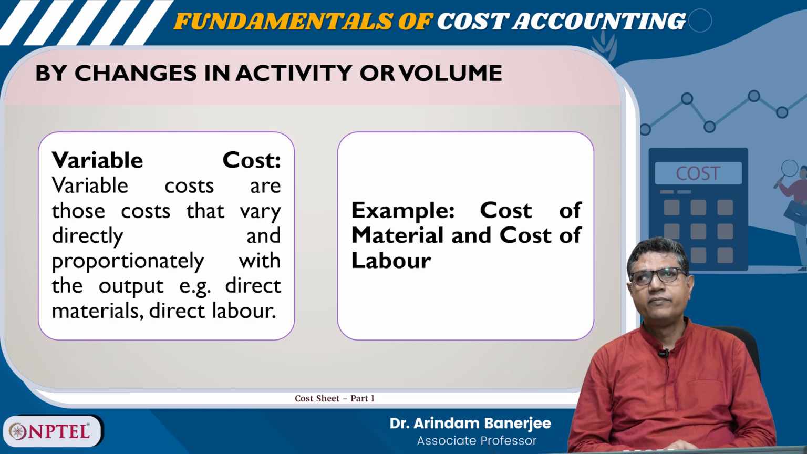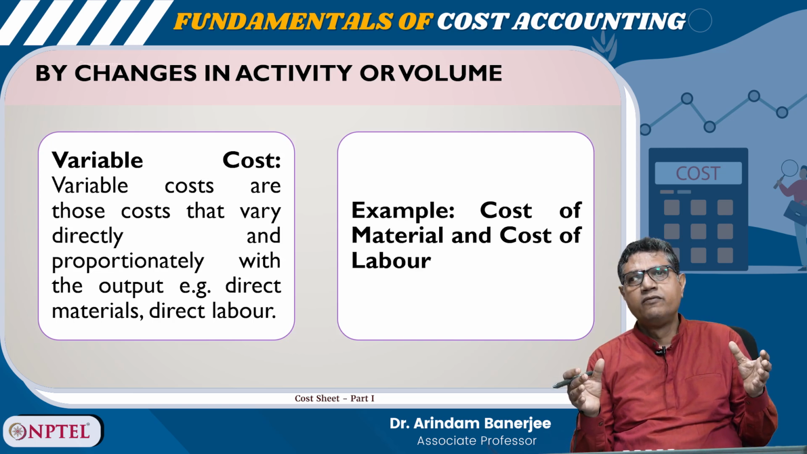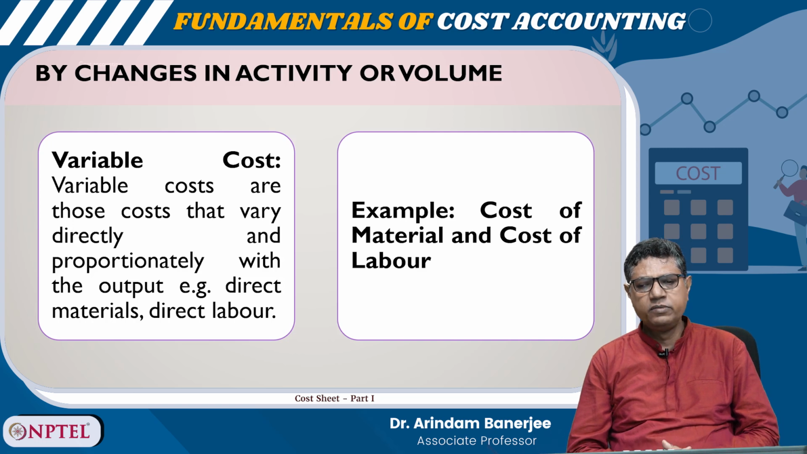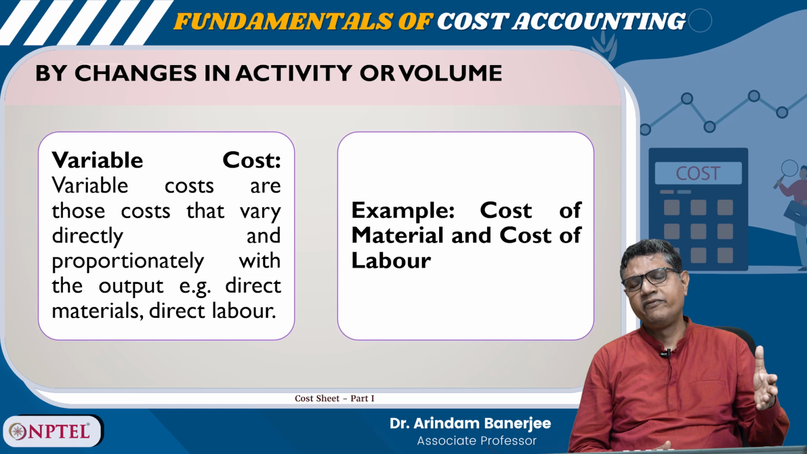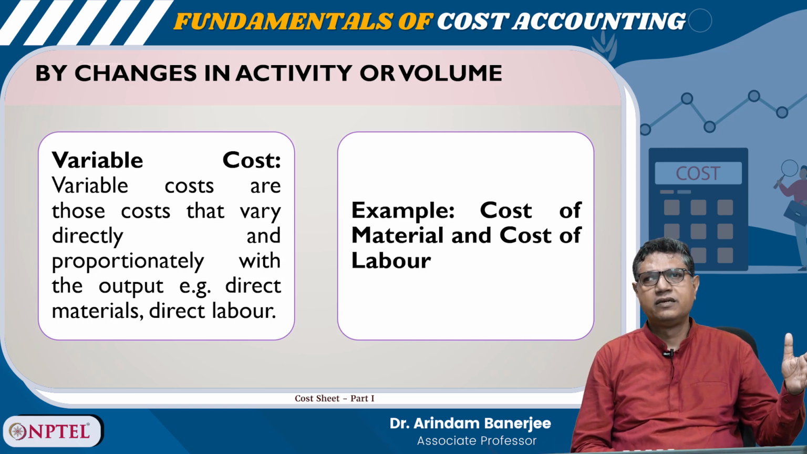And variable cost is the cost which varies with the change in production level within a given time range. So variable costs are those costs that vary directly and proportionately with the output. For example, direct material. If the company produces 10 vehicles, it will have some direct material cost. But if it increases the production level to 50 units, then direct material will increase proportionately, right? So this is an example of the variable cost.